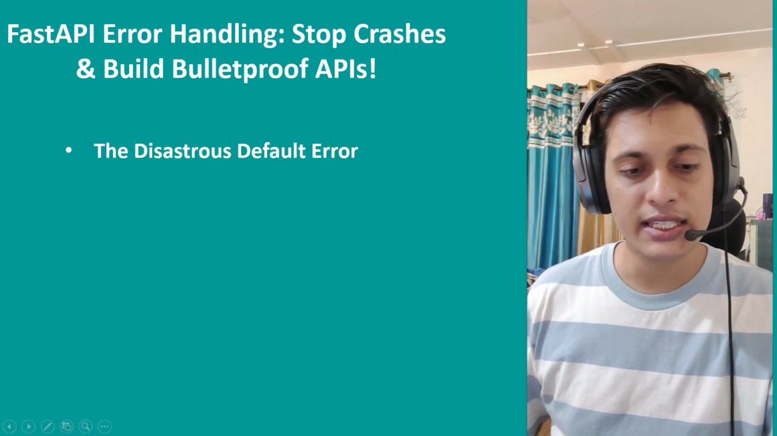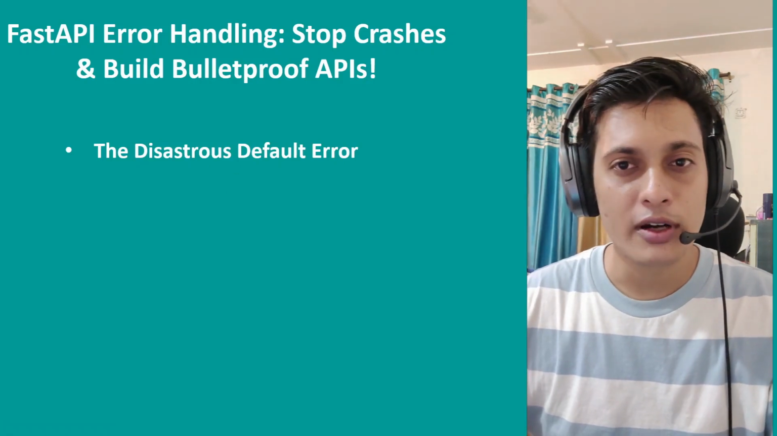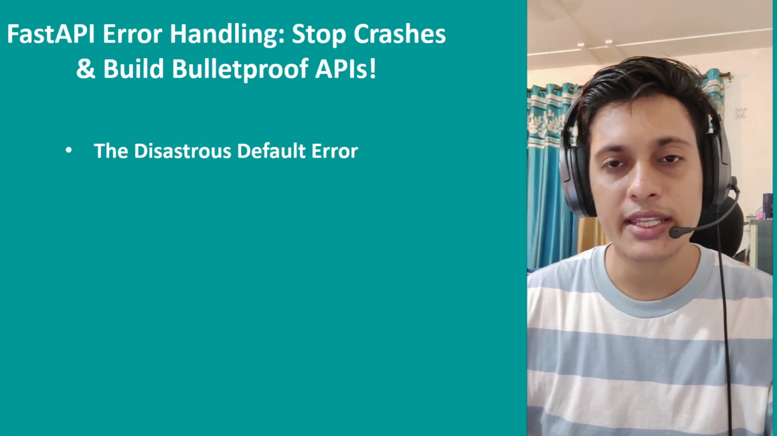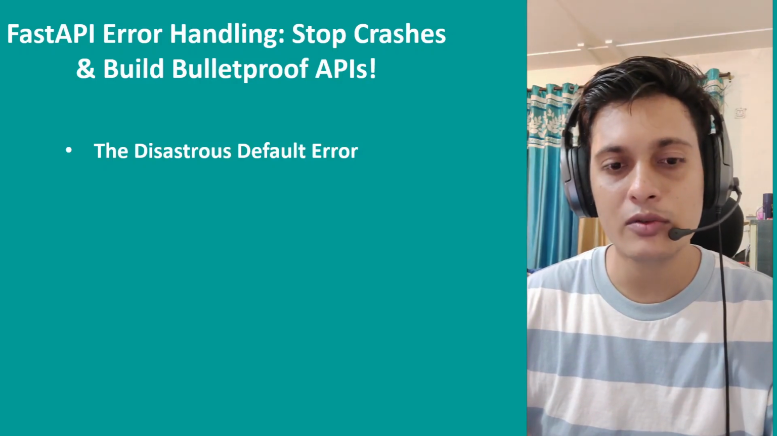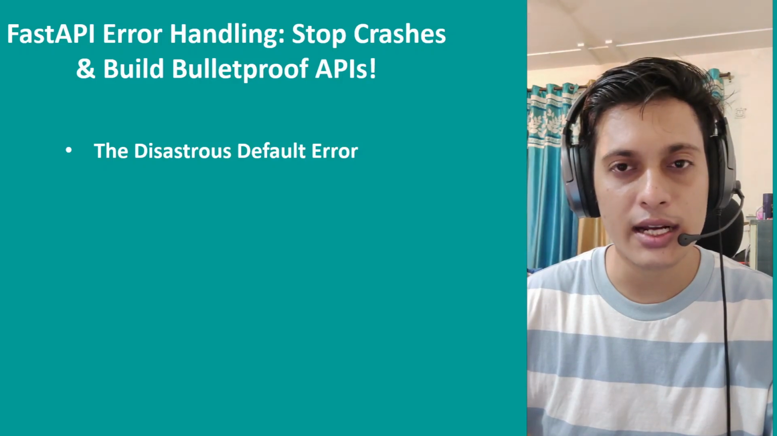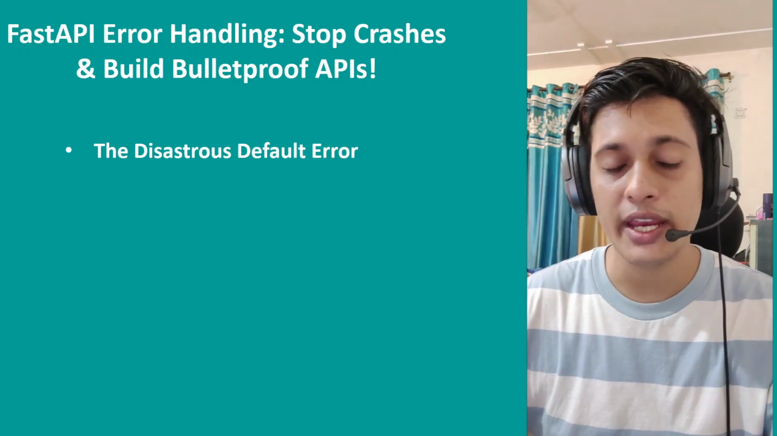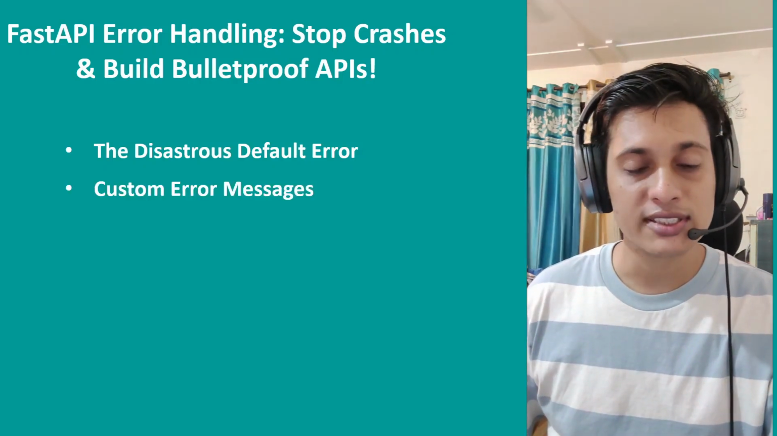First, we will see the disastrous default error. As I told you, there are a few corner cases in which the user can get a very random response, and we are going to see these kinds of cases in this part. We are going to see what the responses are even though we handle some kinds of errors in our API. Okay, so what's the second point?